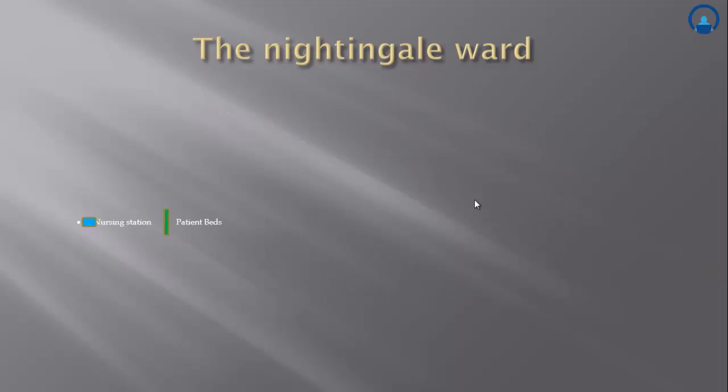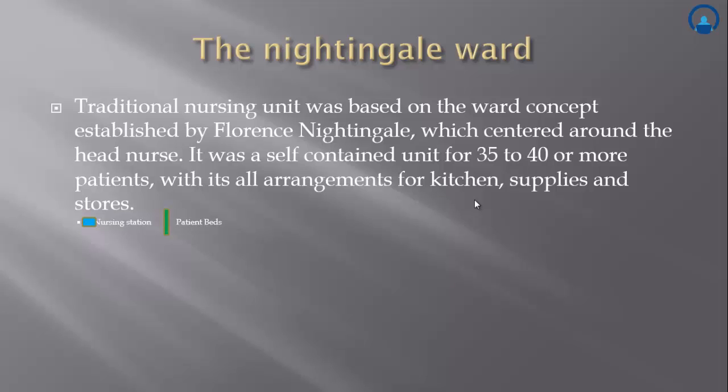Initially, the nursing unit started as a Nightingale ward. The format of the ward is called a Nightingale ward. Traditionally it was based on the ward concept established by Florence Nightingale. That's why it's called a Nightingale ward, which is centered around the head nurse, and it is a self-contained unit for 35 to 40 patients, with all arrangements for kitchen, supplies and stores.